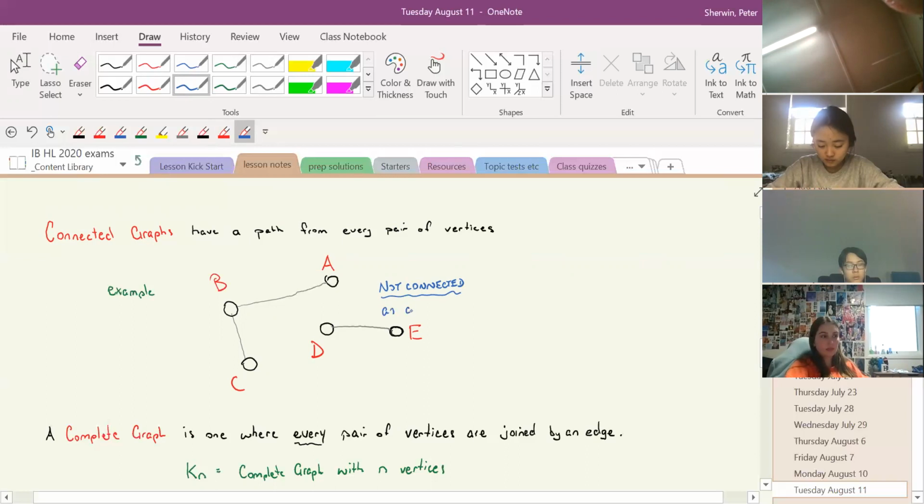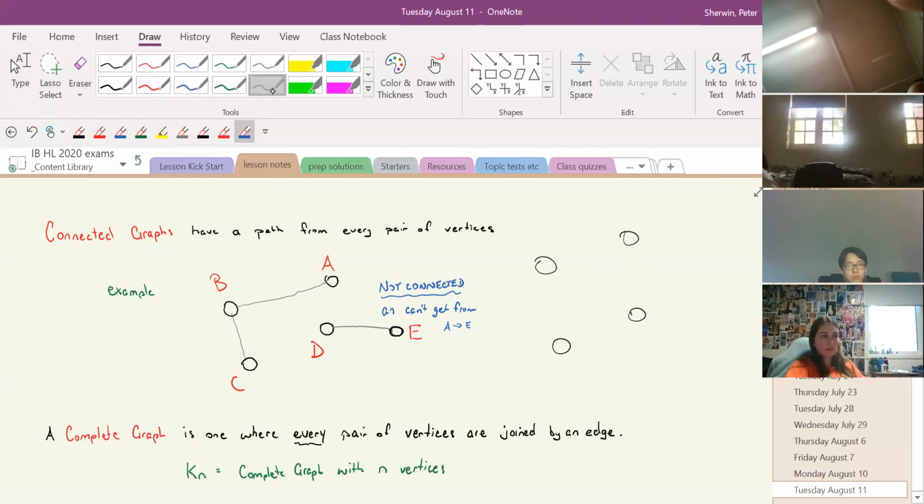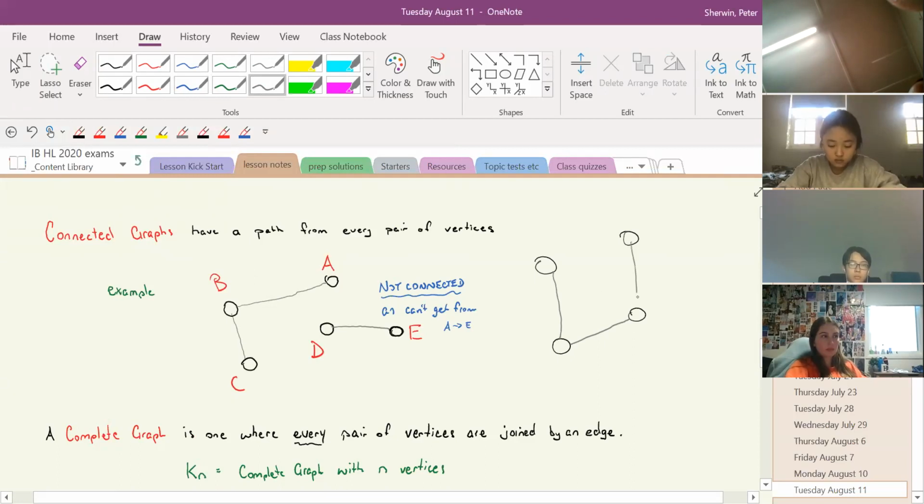Right here, not connected, as I can't get from A to E, or in fact from D or E to any of A, B, or C. An example of a connected graph is where we just join up, as long as we can get from one to another. We just can't have any vertices that are left floating.